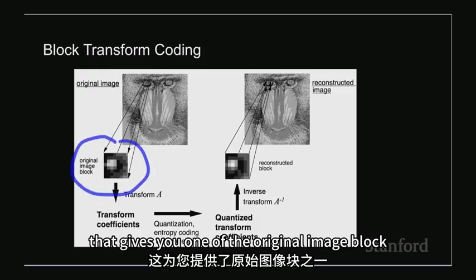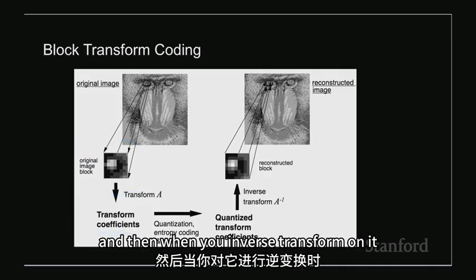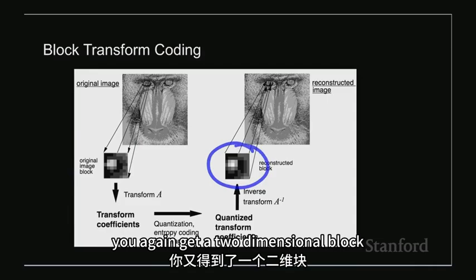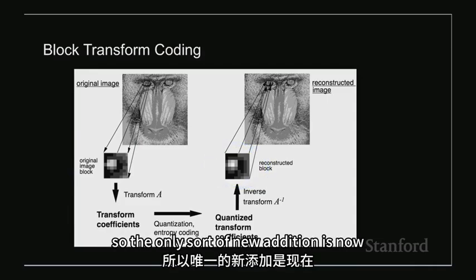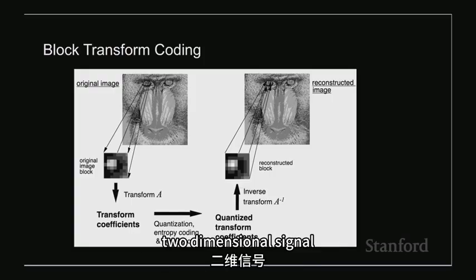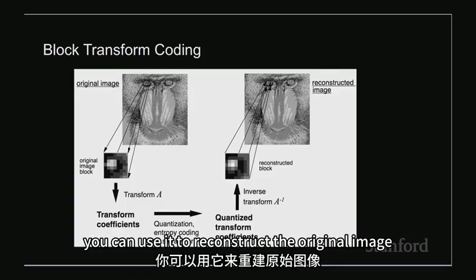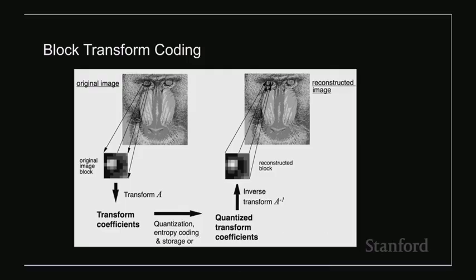That gives you one original image block, and then you do some transform on it. And when you inverse transform, you again get a 2-dimensional block. So the only new addition is that your transforms are now acting on 2-dimensional signals instead of 1-dimensional signals. And then you can use it to reconstruct the original image. Okay, everyone comfortable?